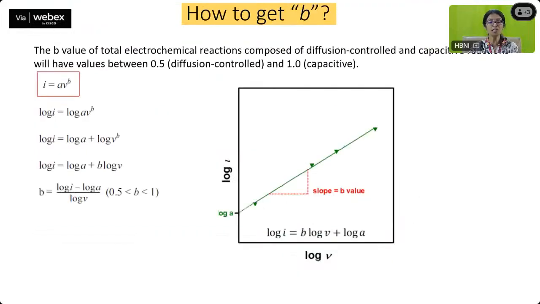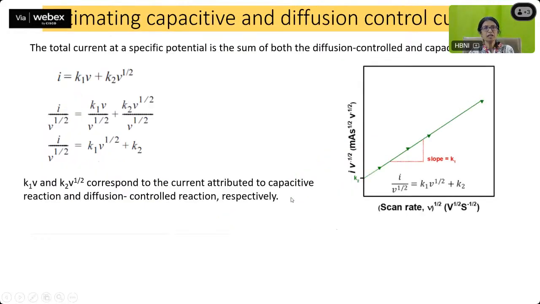The B value of the total electrochemical reaction, composed of diffusion controlled and capacitive reactions, will have values between 0.5, which is diffusion controlled, and 1, which is capacitive. So you have this I equal to A nu to the power of B, and this B value is given by the slope of the plot of log I versus log nu. And you can estimate the capacitive and diffusion controlled currents.